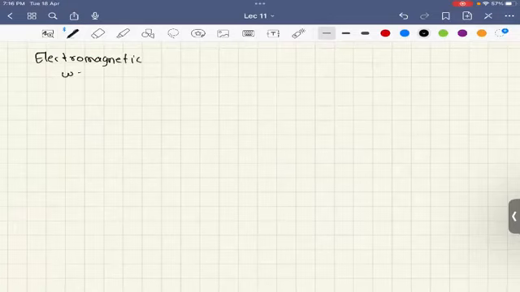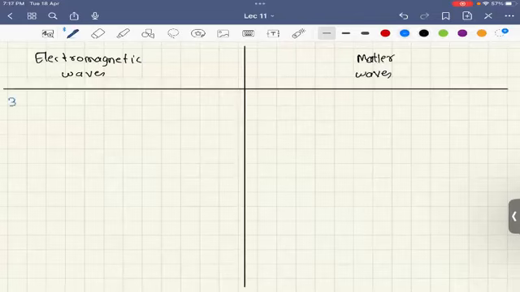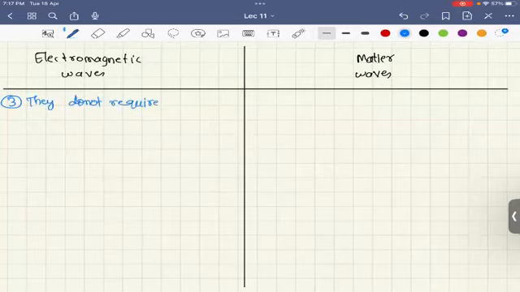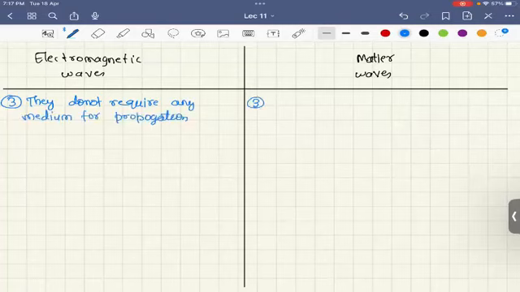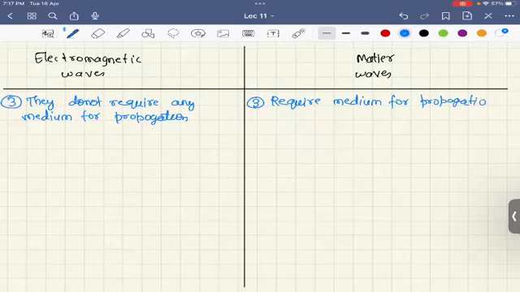Electromagnetic waves versus matter waves. The third point is that electromagnetic waves do not require any medium for propagation. That is, these waves can pass through vacuum, whereas matter waves require a medium for propagation. That is, these waves cannot pass through vacuum.